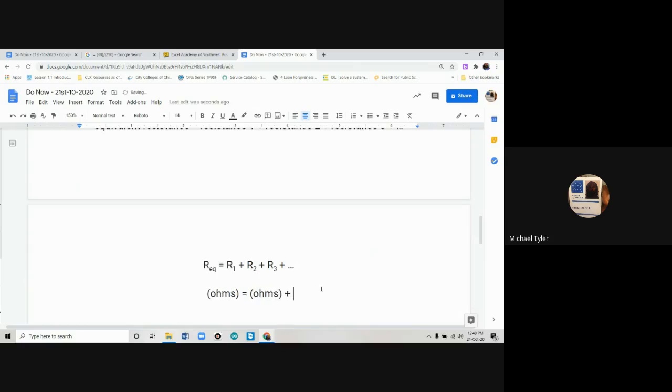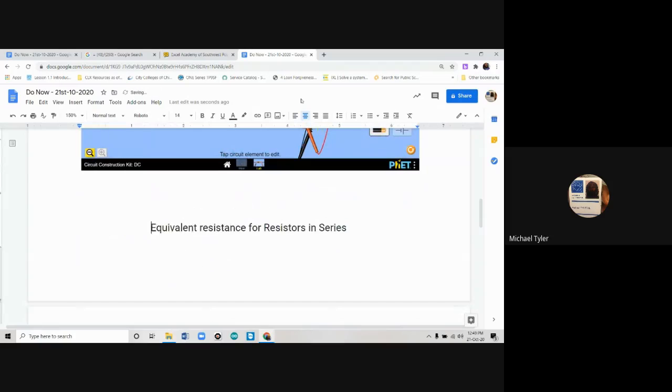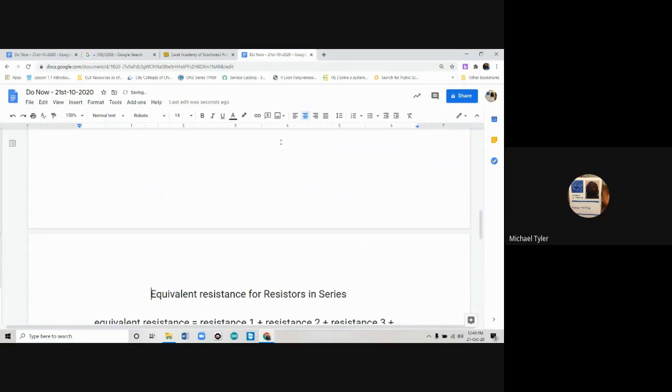So you know what resistors are measured in. That gives you an idea of your first set of notes. It brings down so it's all together on one page. See that?